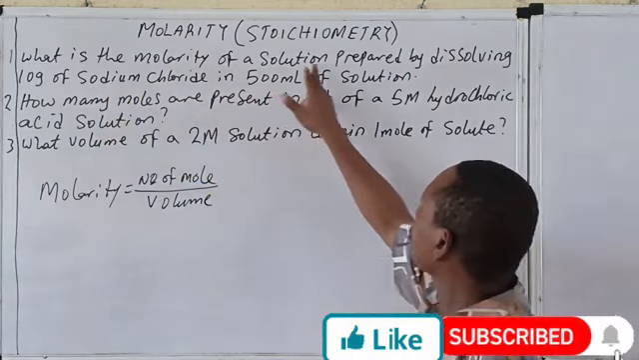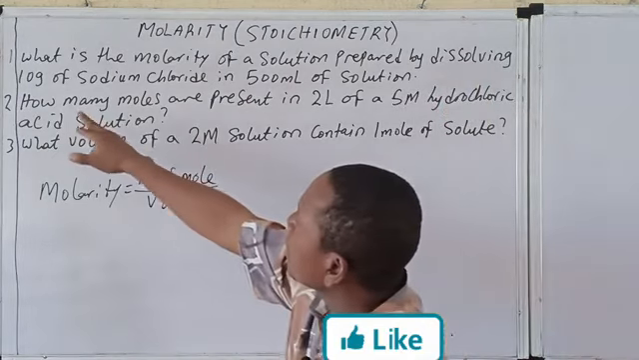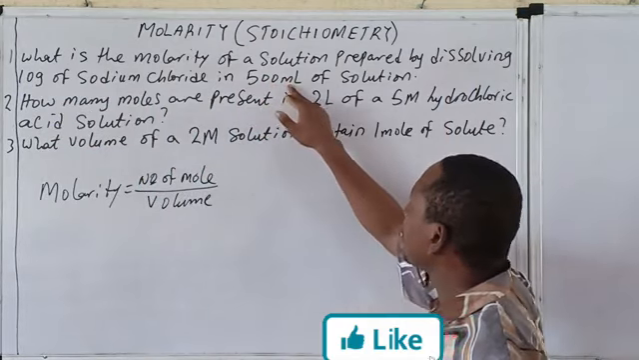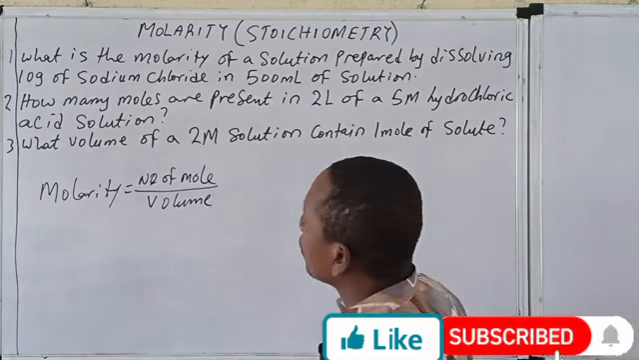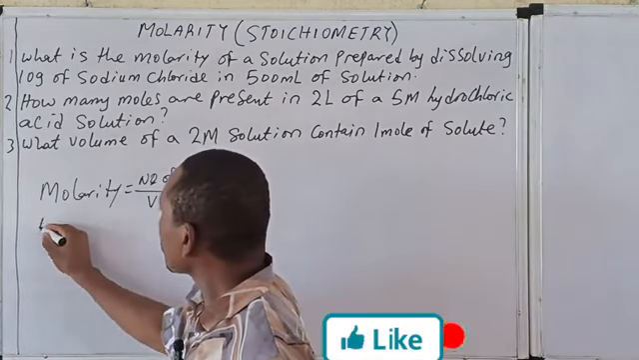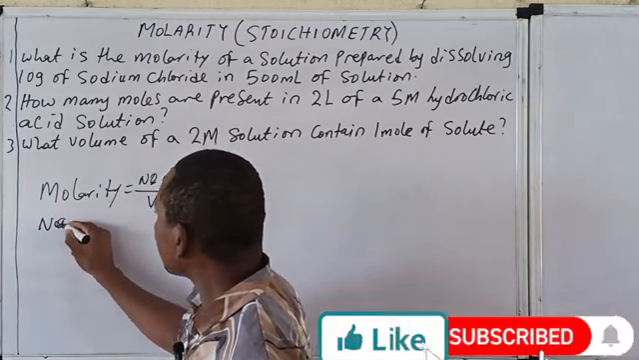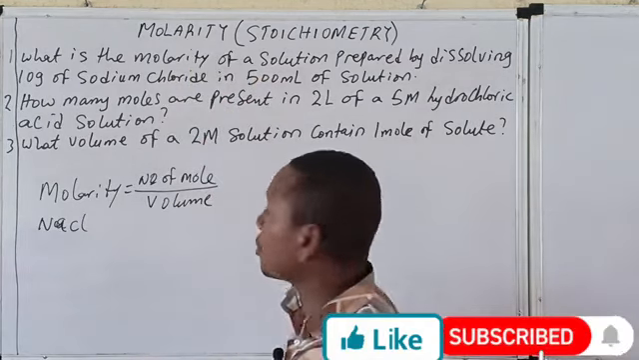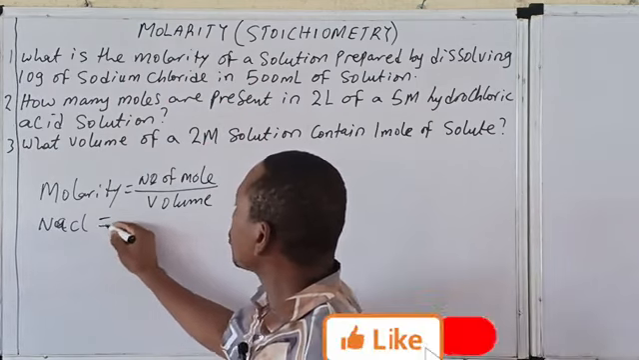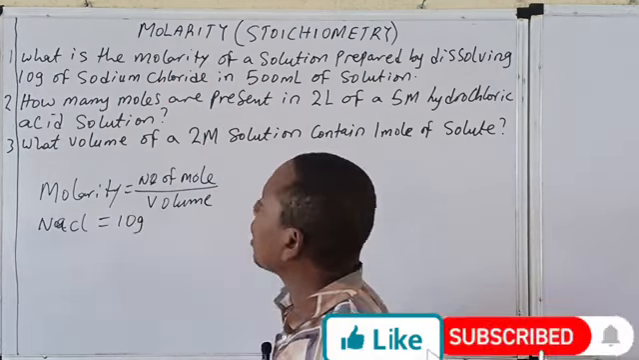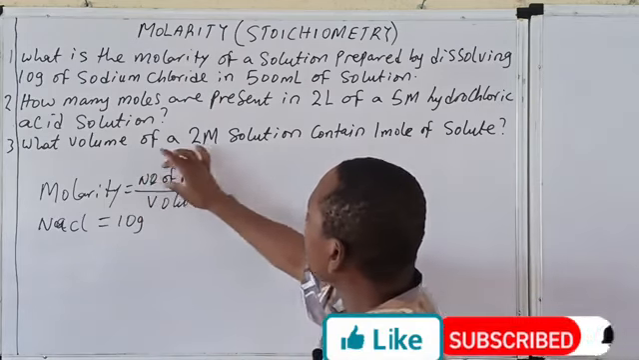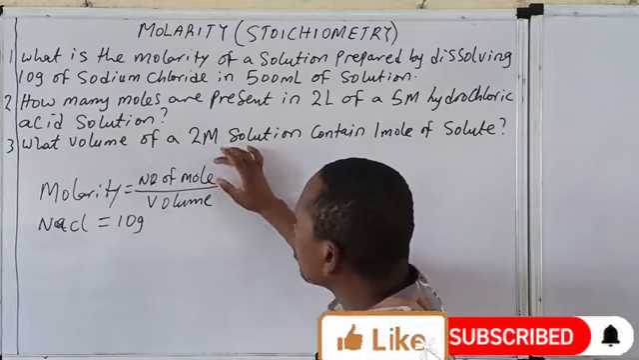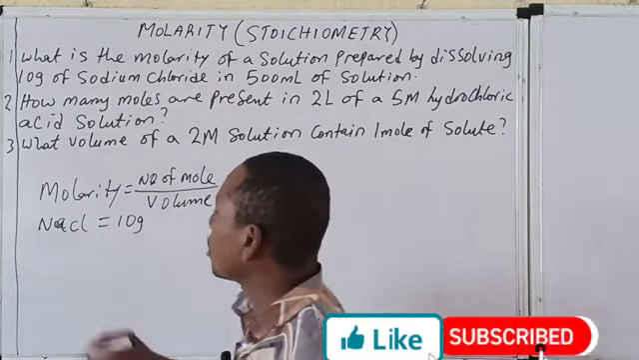What is the molarity of a solution prepared by dissolving 10 grams of sodium chloride in 500 milliliters of solution? Now, the first thing that you have there is sodium chloride. And you realize that I did not bother to give so many constants. In some exams you will not be given them, you just need to do that yourself. So sodium chloride was 10 gram. Now the first thing you need to look for is the number of mole, since molarity is number of mole all over volume. So how do we look for number of mole of sodium chloride?